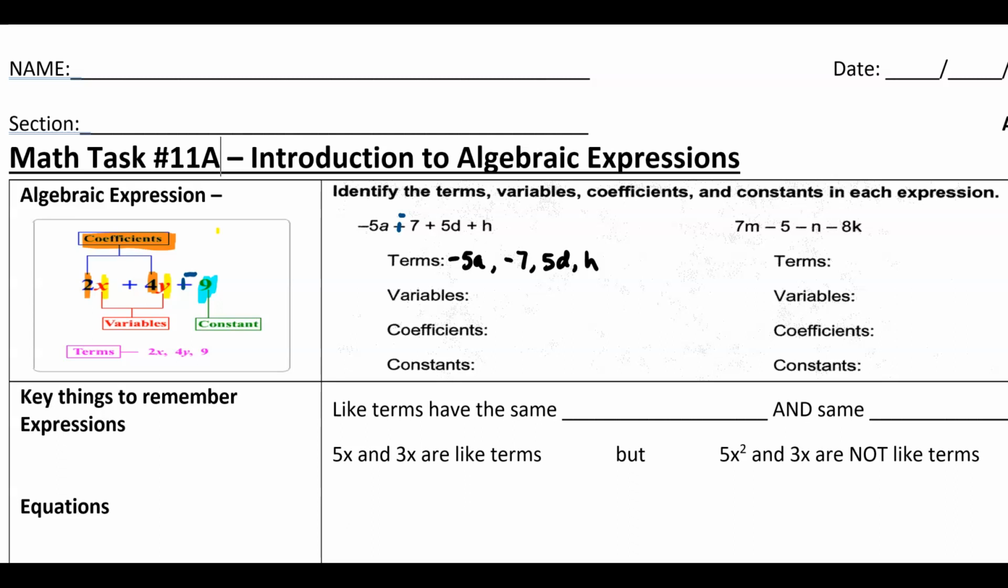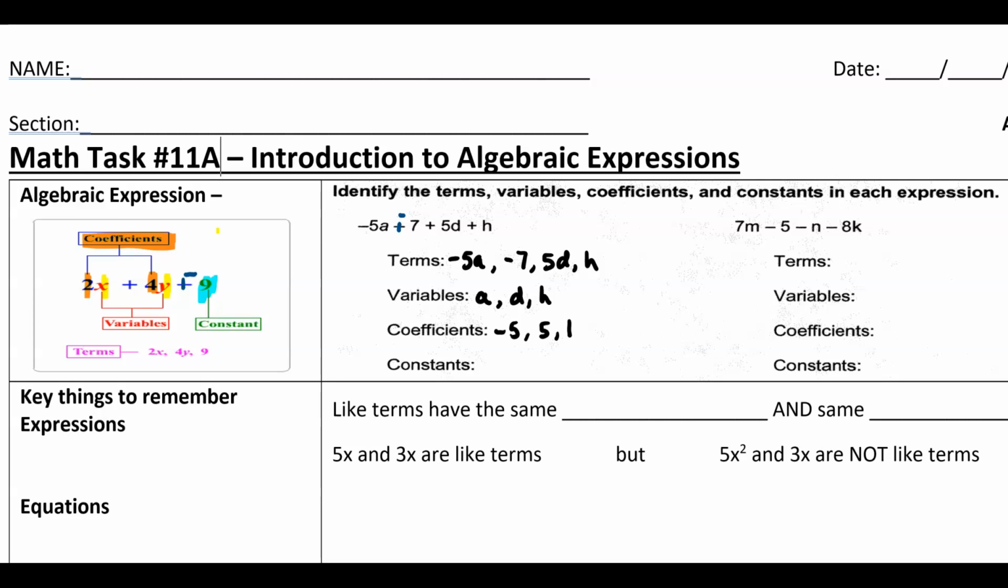The variables here are a, d, and h. Those are the unknowns. The coefficients, the numbers attached to those variables, are negative 5, because we have negative 5a, and 5. We have 5d. There's also one other coefficient that's kind of invisible. Anytime a variable is by itself, such as h here, it has a coefficient of 1. But instead of writing 1h, we just write h, because 1 times anything is that thing. And so we just have to recognize that a variable by itself has a coefficient of 1.